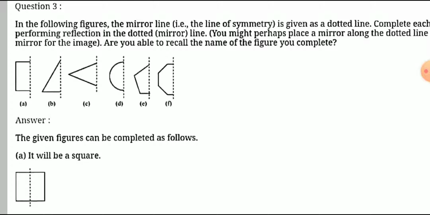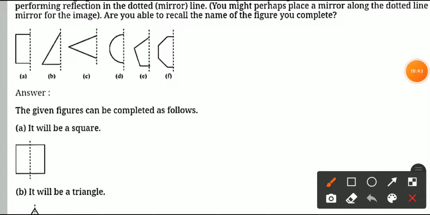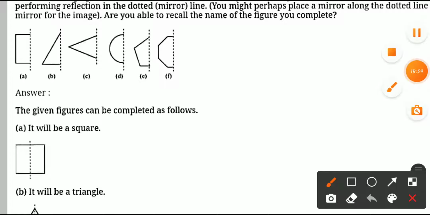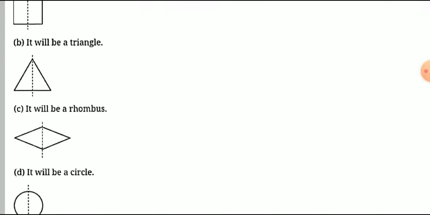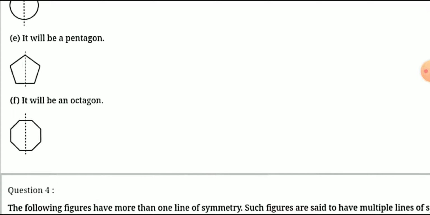In the following figure, the mirror line, that is the line of symmetry, is given as a dotted line. Complete each by performing reflection in the dotted mirror line. So it is saying this is a figure and this is a mirror line. How will you get the reflection of it? You will get exactly a rectangle like this, you can see here. The other half part is this portion. It will become a triangle, this will become a rhombus, this a circle, pentagon and octagon. So all questions are very easy, beta.